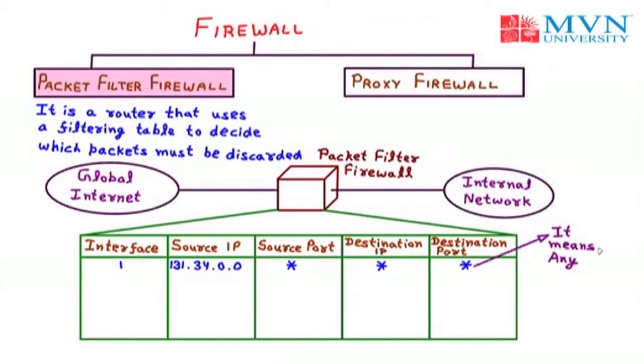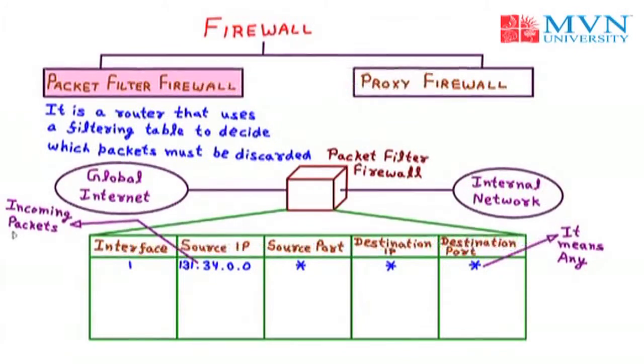So the first entry signifies that the incoming packets from network 131.34.0.0 are blocked for security purposes, because we have assigned this particular IP in the table as the source IP. So these IPs are blocked. Now let us suppose we have one more entry in which the interface is 1 and the source IP is star, that means any IP. Again, any source port, any destination IP, but the destination port is 23. Port 23 is used for the telnet server.